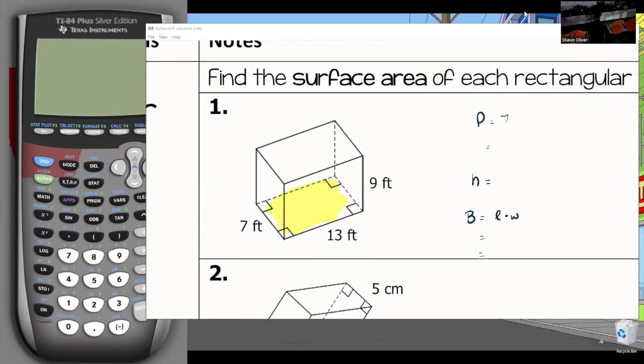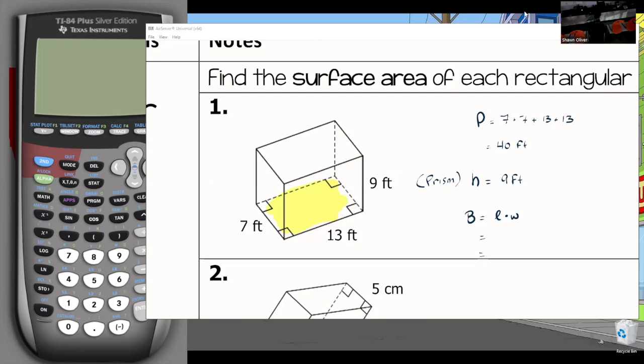So remember, perimeter is simply distance around. So our base is a rectangle, so 7 plus 7 plus 13 plus 13, 14 plus 26 gets me a perimeter of 40 feet. Height, remember, this is of our prism, not necessarily the base. So height of our prism is how high it is from the top base to the bottom base. In that case, it's 9 feet.